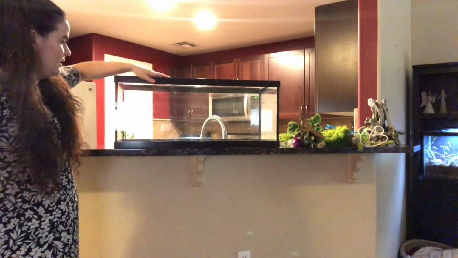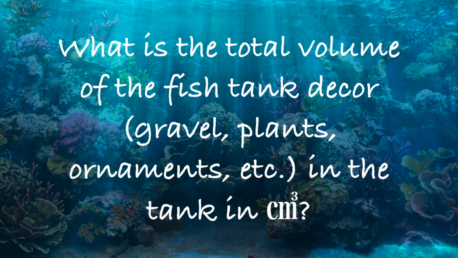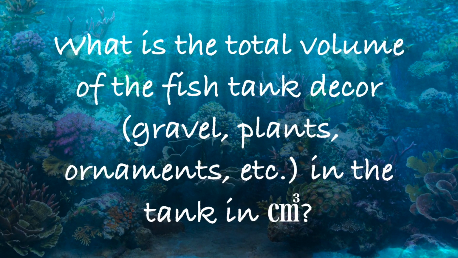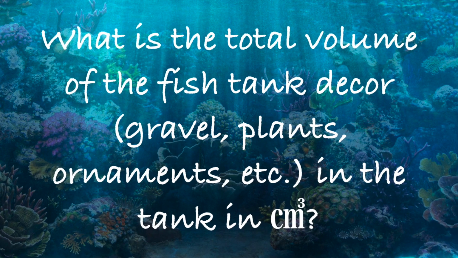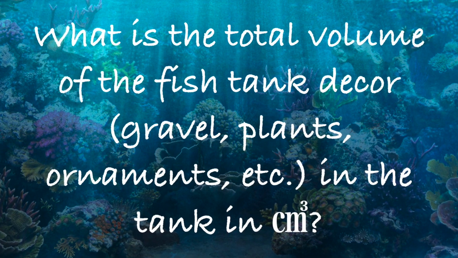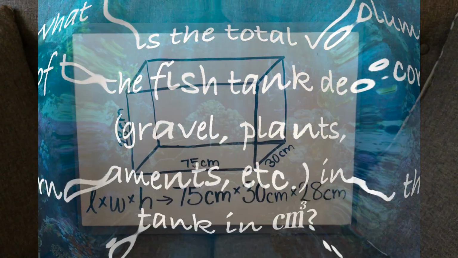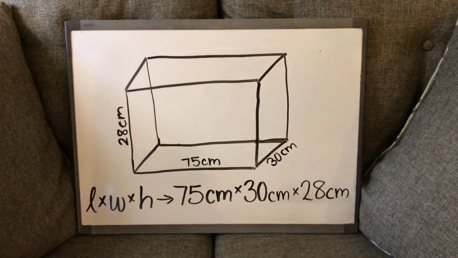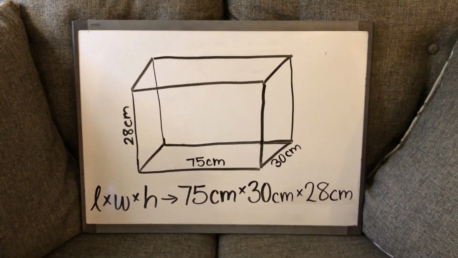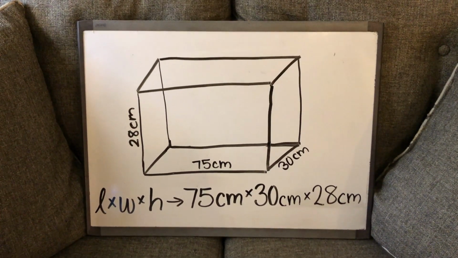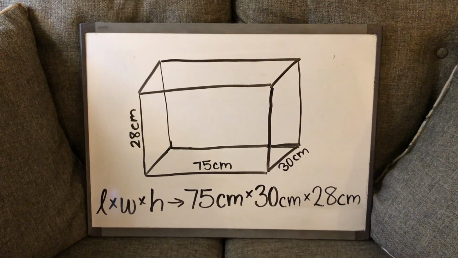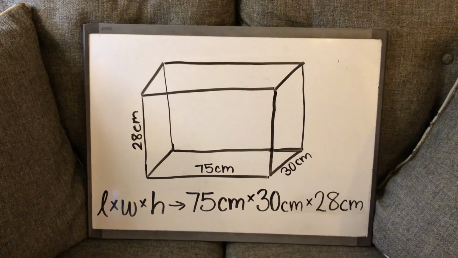So here's the tank that we are gonna be working with. I've been standing in front of it. Your question for today is, what is the total volume of the fish tank decor, gravel, plants, ornaments, etc., in the tank in centimeters cubed? Let's find out what the full capacity of this tank is. We are going to find the capacity of this tank in liters. So we are going to start with the centimeter measurements.